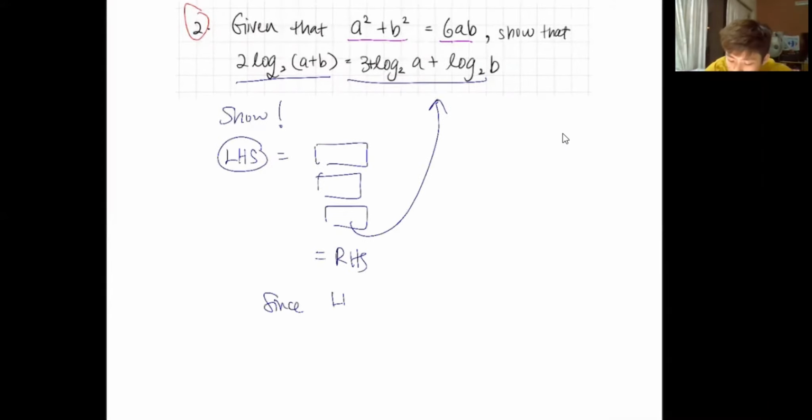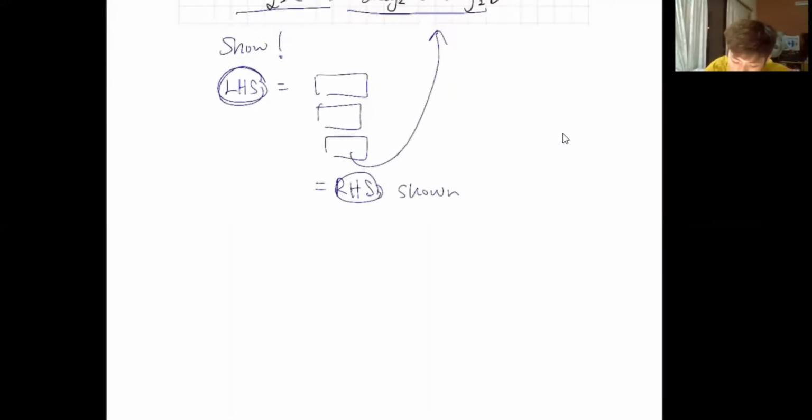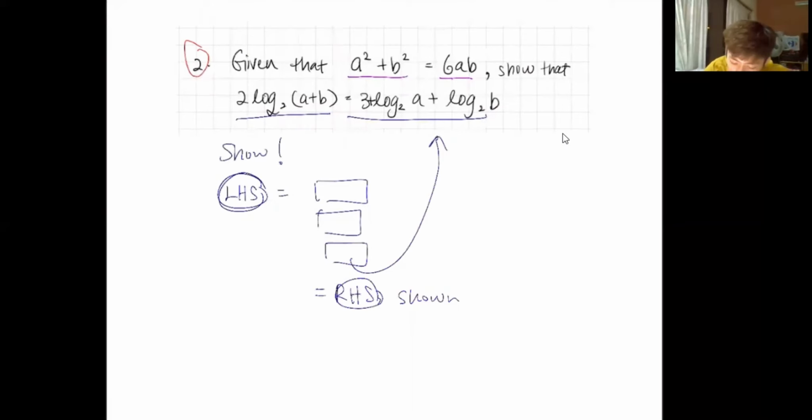You don't have to write a statement for this one. Once you have proved left hand side is equal to right hand side, you just write "shown" here. Okay, that is quite simple. So I'm going to prove to you now. I'm going to show you how to do it.